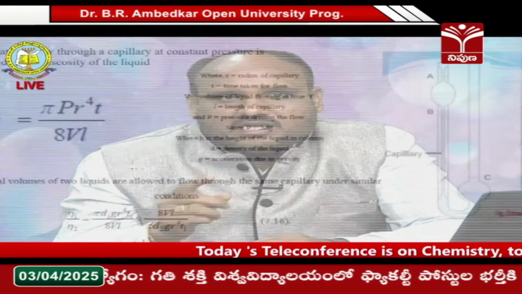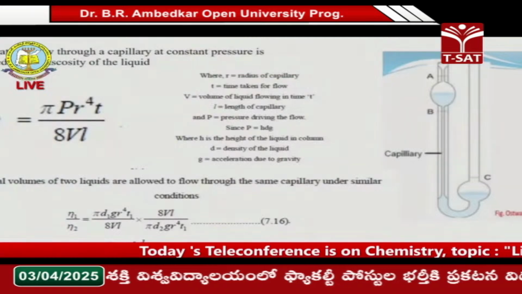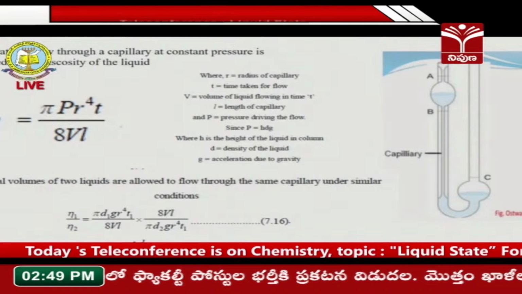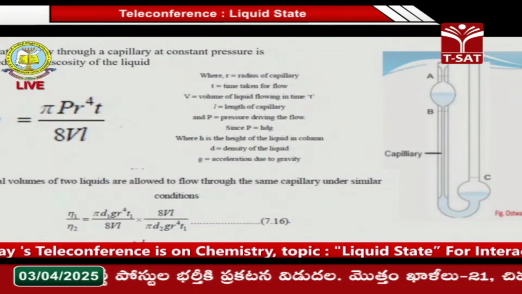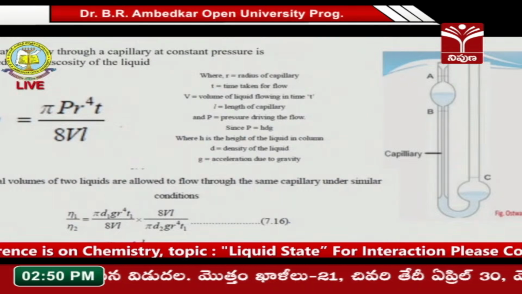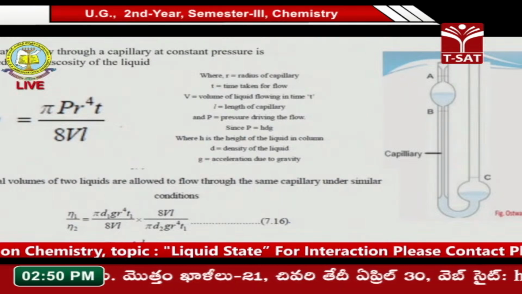There is one upper mark and one lower mark at the first bulb A and B, then the C bulb will be empty. Initially the liquid solution is filled in, and we see how much time it will take to flow from point A to point C, and it also depends on the density.